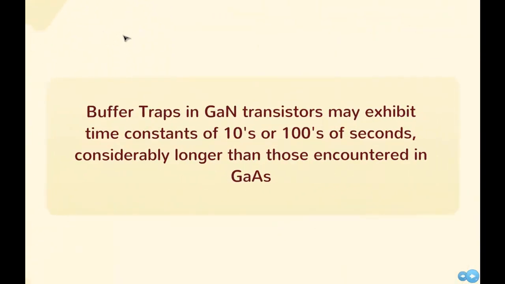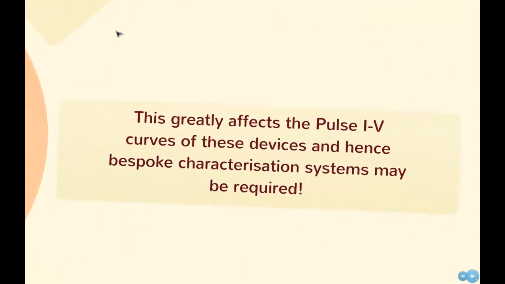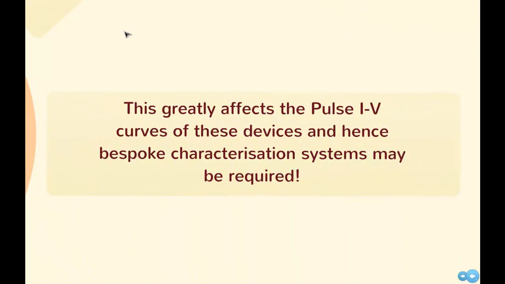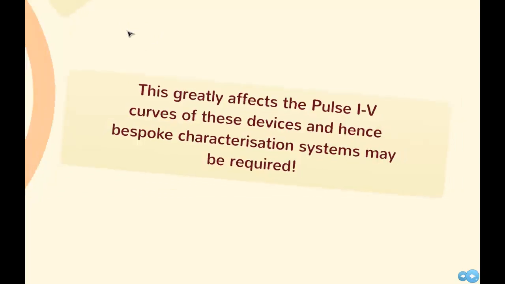So buffer traps in gallium nitride transistors also can have time constants of tens or hundreds of seconds, which are considerably longer than those encountered in gallium arsenide. And this, of course, greatly affects the characteristics of these devices, and hence the pulsed IV characterization, which you carry out, and which sometimes is used to provide simulation models, for instance, for the transistor, must be carried out in the appropriate manner.